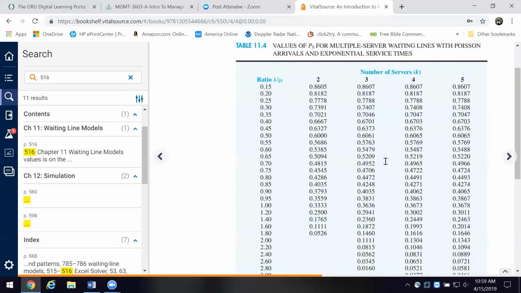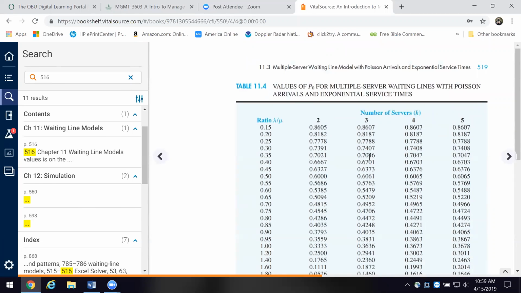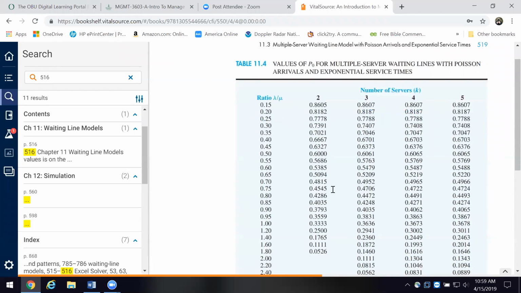This is almost like when you had intro to finance, and you had a table that said the number of periods and the interest rate, and you go and find the intersection. That would be the factor for the present value or future value of a lump sum, or the value factor for the present or future value of an annuity. Well, you look here and you see the number of servers, and this gives you those values for those arrival times.